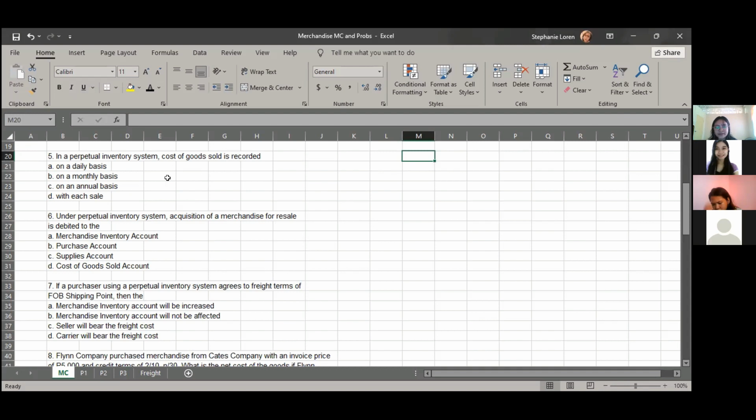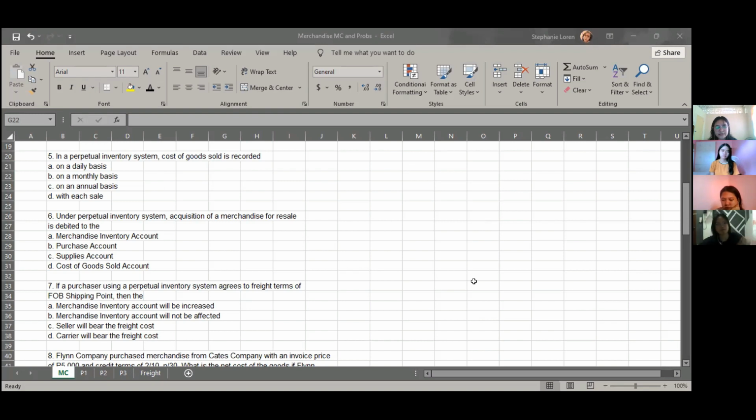Number 5, or question number 5, in a perpetual inventory system, cost of goods sold is recorded A, on a daily basis, B, on a monthly basis, C, on an annual basis, or D, with each sale. Let me repeat. In a perpetual inventory system, cost of goods sold is recorded A, on a daily basis, B, on a monthly basis, C, on an annual basis, or letter D, with each sale. We have an answer from Amy. She said letter D. How about kay David? David's answer is letter C. So the correct answer is letter D, with each sale.